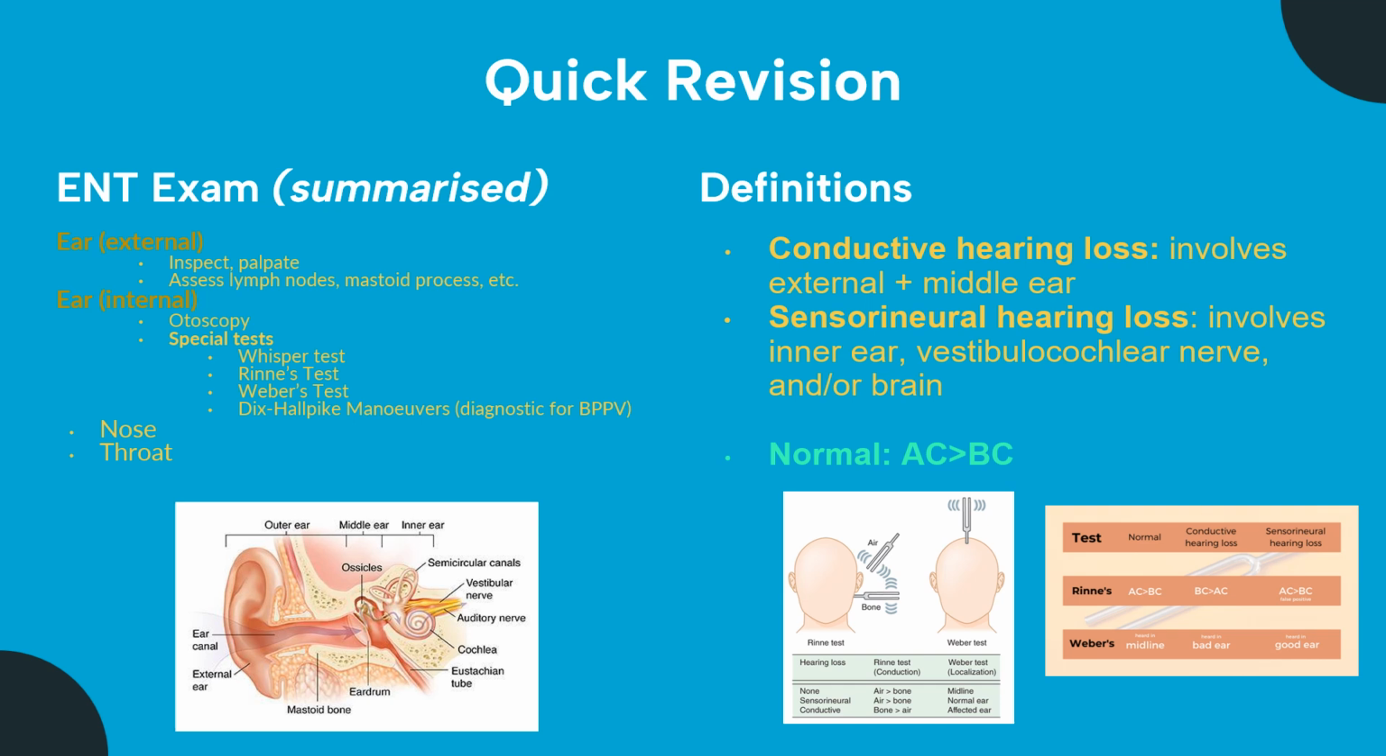So in terms of the external ear, you'll do your inspection and palpation. Particularly, you might want to also look for any localized redness or any signs of infection, or if there's any pain when you're tugging on the tragus or the pinna, for example. You also want to assess the lymph nodes in the mastoid process, assessing for any signs of any inflammation or infection that could have spread.